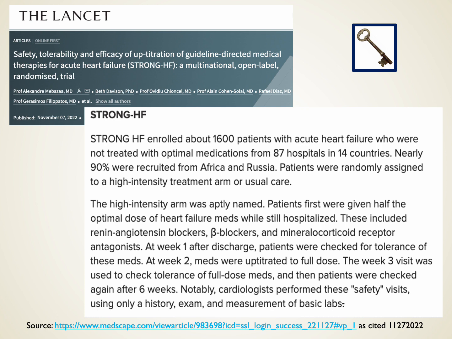In the high-intensity arm, they were getting half of the optimal dose of heart failure meds while they were still in the hospital. They were on angiotensin receptor blockers, beta blockers, mineralocorticoid receptor antagonists. At week 1 after discharge, they were tested. At week 2, the meds were up-titrated to full dose. At week 3, they looked at tolerance and rechecked again in 6 weeks. And they looked at additional safety visits, and they had a lot of support. The kind of support that was required was a lot of visits and a lot of follow-up phone calls in the high-intensity arm.